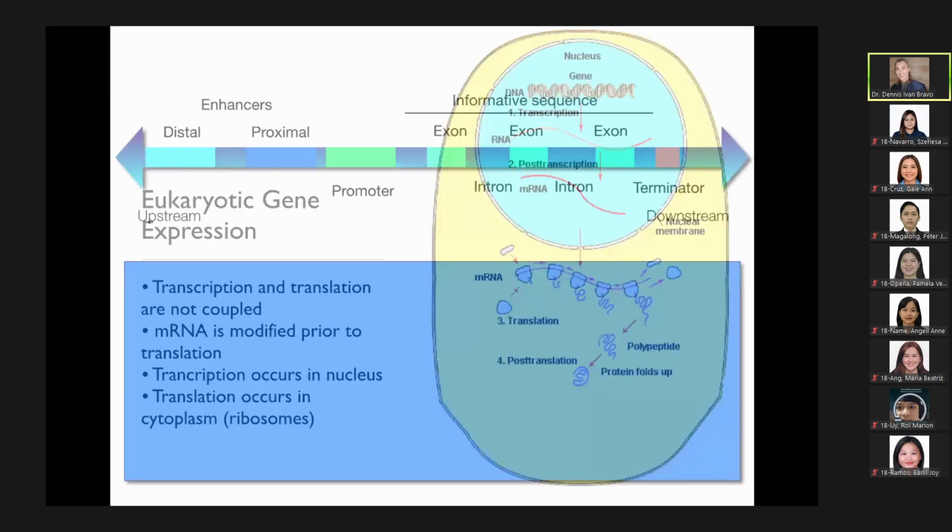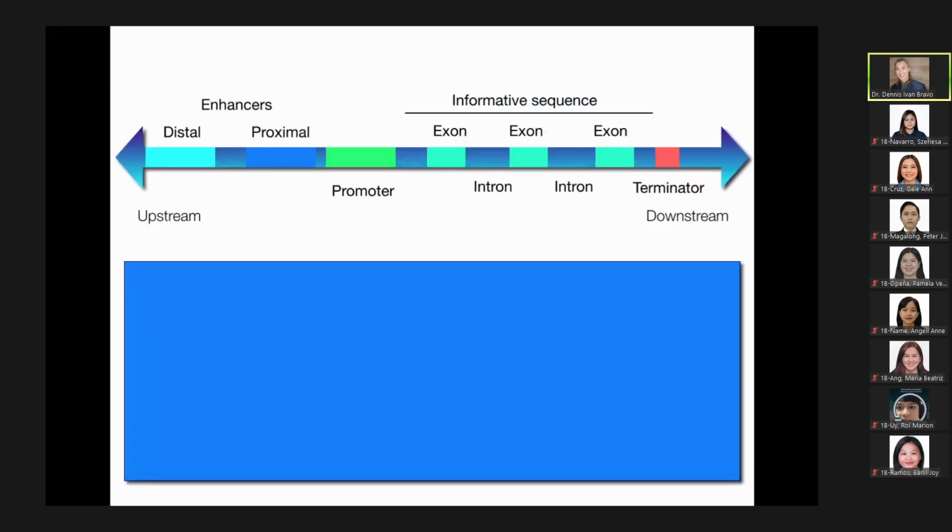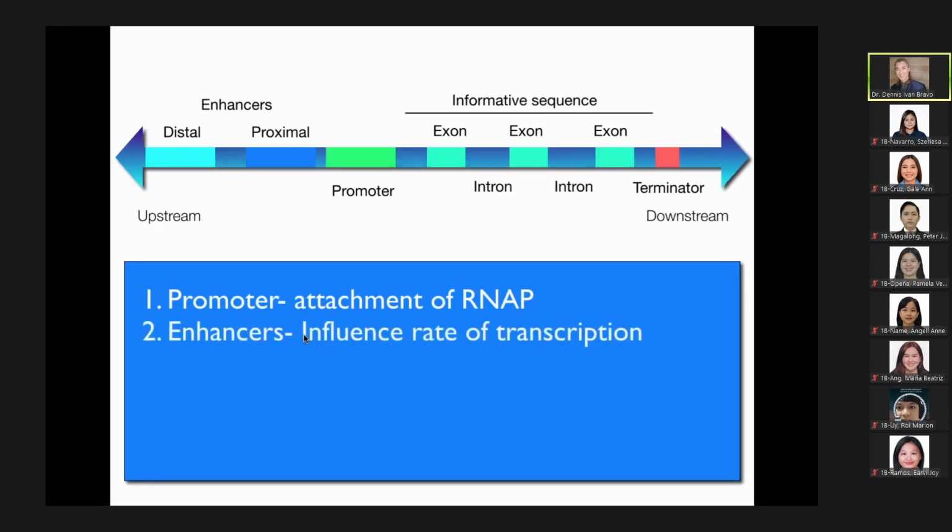What about the eukaryotic gene? It has the same basic parts, but it is, of course, more complicated. The basic parts include the promoter region, which is, as always, the attachment site for RNA polymerase. Now, this promoter region can be influenced by other DNA sequences. These DNA sequences can be called enhancers. So these are just like promoter regions, but are located far away from the informative sequence. The informative sequence, as always, is the actual transcriptional site.